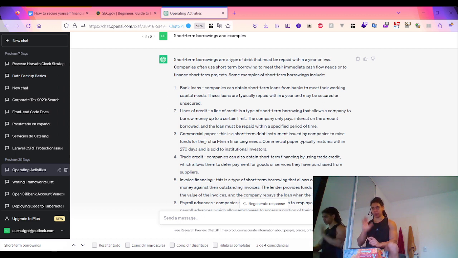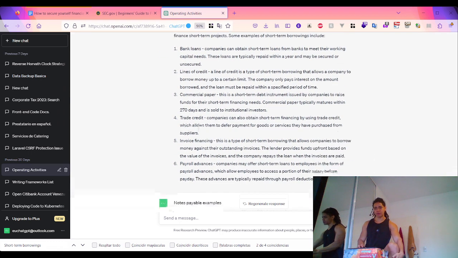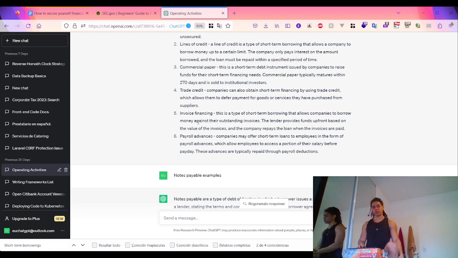Outstanding invoice. So the company shows the outstanding invoice to the lender, and based on the value of that, the lender sees if they can give you the loan. And payroll advance, right? Payroll advance is when a company provides short-term loans to employees that will be deducted in the next payroll, or next payday.